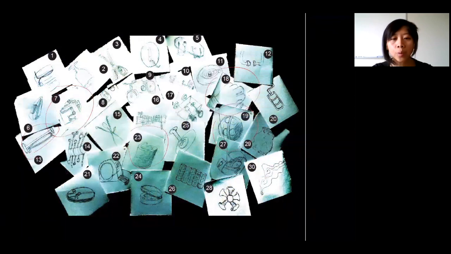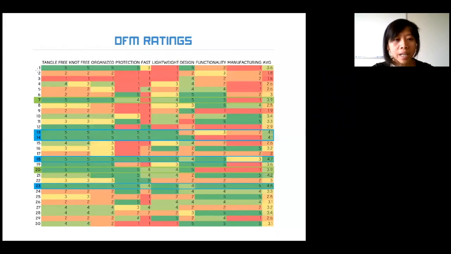And after that, you want to start sketching things. Again, I'm not a great artist, so here are 30 sketches of different ideas of how I want the product to look. And you may notice I have numbered them. I have numbered them because the DFM ratings that are coming up really need these numbers. So the DFM ratings, as you can see, the 1 to 30 sketches, and here are my user needs. It needs to be tangle-free, not free, etc.